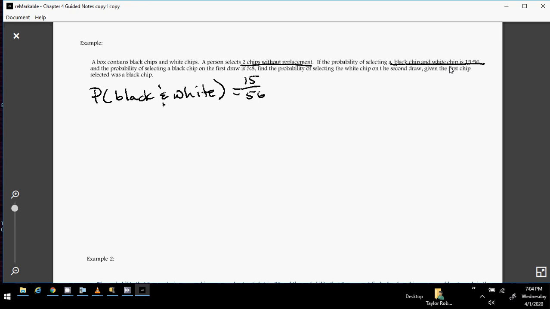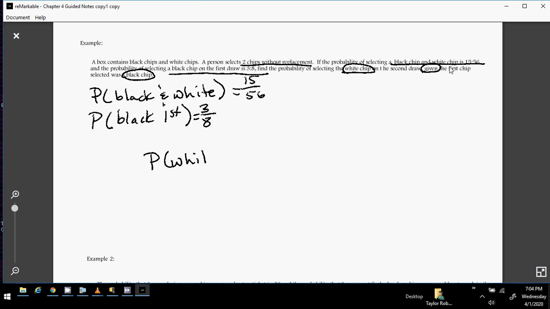And then the next part says the probability of selecting a black chip on the first draw is 3 out of 8. Okay, so probability of a black first is 3 out of 8. Find the probability of selecting the white chip on the second draw. So probability of white chip given black chip. That's how you read it. White chip given black chip. So what that would look like is white given black.